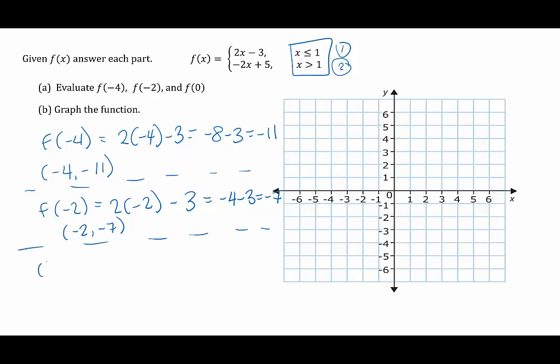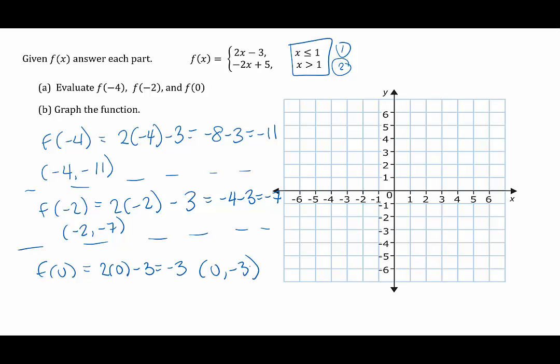Lastly, we're plugging in 0. So f of 0, where does 0 belong? 0 also belongs to the top piece. Oh, we have nothing from the bottom piece. Sad day. Because 0 is less than or equal to 1, this would be 2 times 0 minus 3, which would be -3. So we have the ordered pair 0, -3.